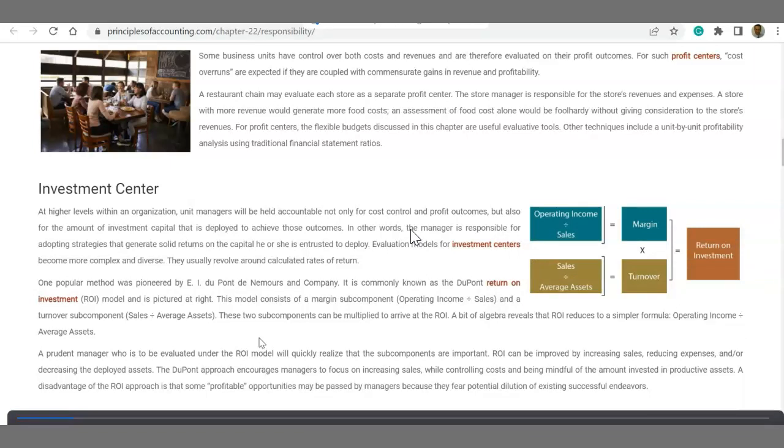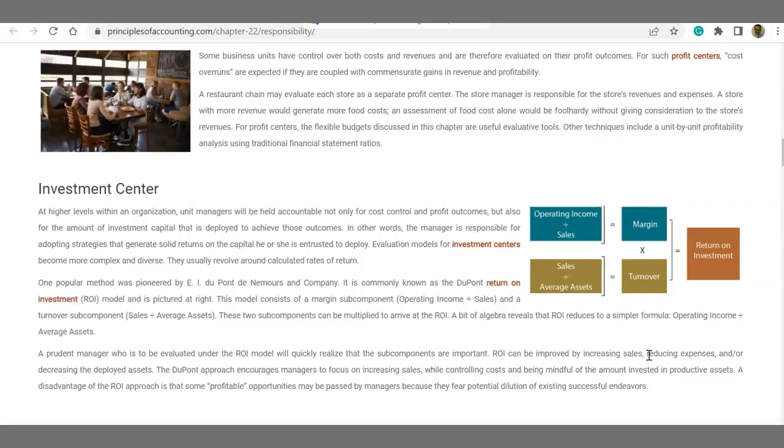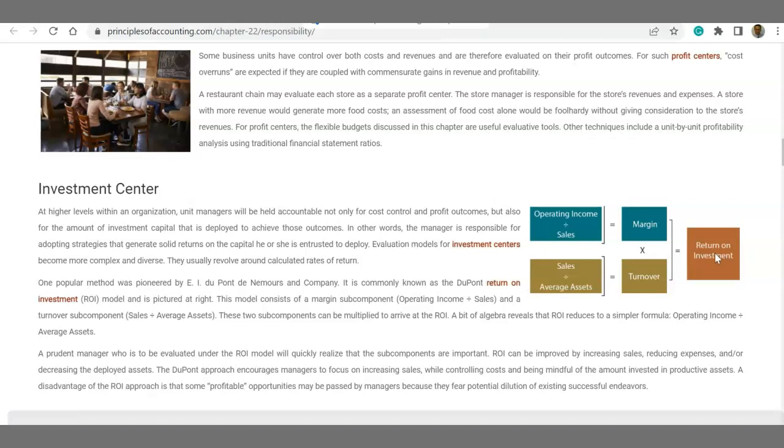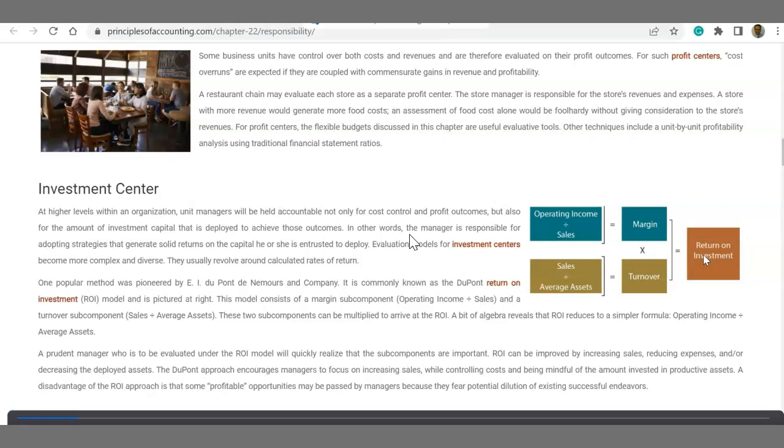Okay, let's read this part. It says a prudent manager who is to be evaluated under the ROI model will quickly realize that subcomponents are important. ROI can be improved by increasing sales and reducing expenses, right? Because if you increase sales and reduce expense, your return, which is your net income, will go up, and/or by decreasing the deployed asset. If you reduce the amount of average asset invested in the company, that will also increase ROI. And managers who get bonuses and are evaluated on ROI really like to either increase the profitability of the company or reduce the average asset balance.